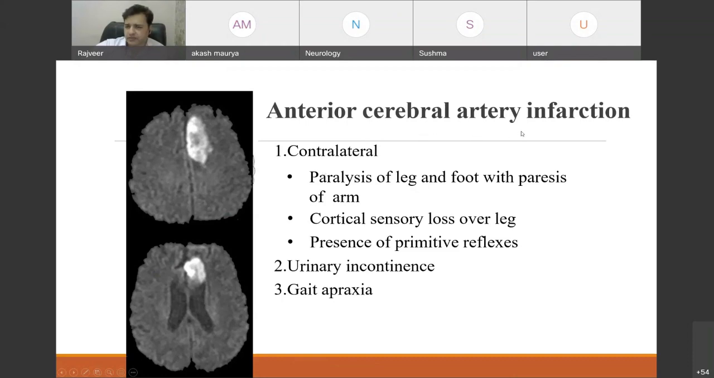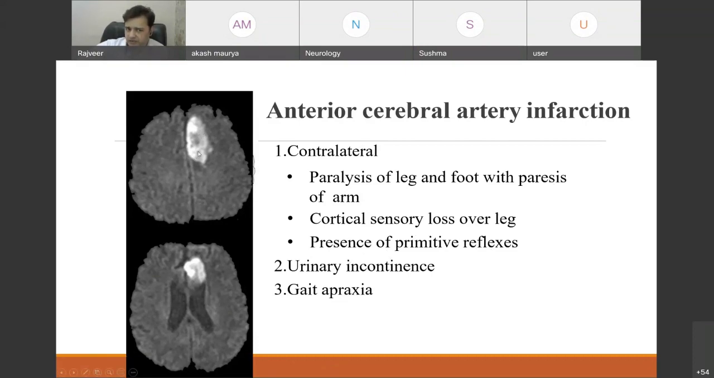So in anterior cerebral artery infarction, because it involves the frontal and parietal lobe and the middle area, the lower limb area is involved. So the patient will have marked weakness of the leg and foot, while mild weakness of the upper limb and trunk. And there will be cortical sensory loss over the legs similarly. And then there may be presence of primitive reflexes like pout reflex, snout reflex, or palmomental reflex.